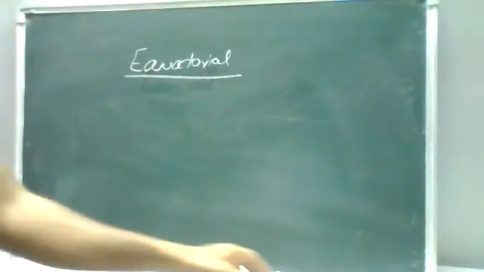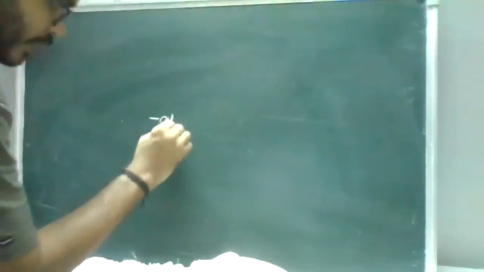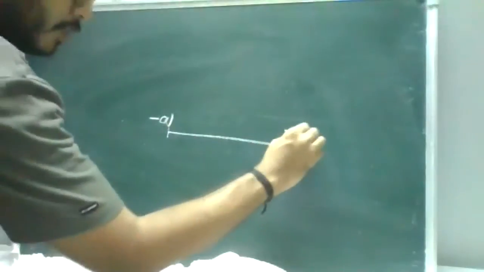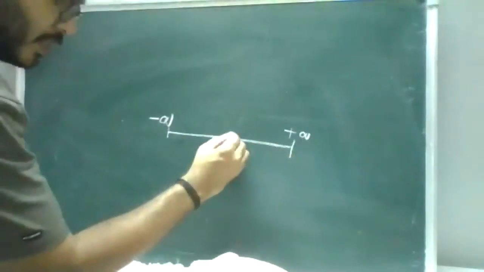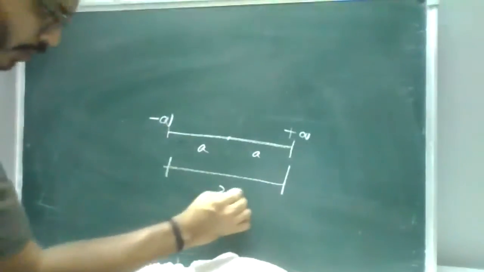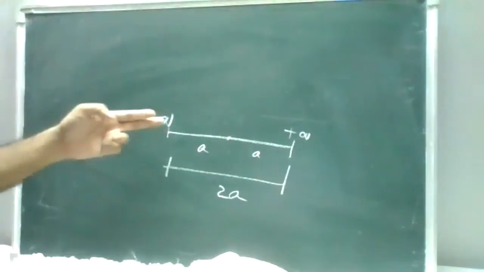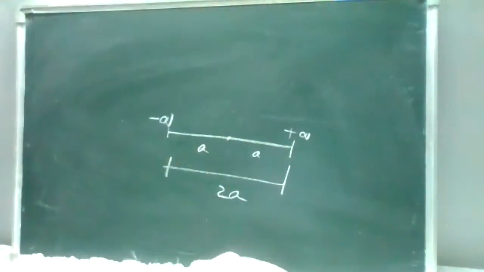Now, the difference between axial and equatorial is that for axial, we take a point P on the same axis, but for equatorial, it is perpendicular. So as usual we take a dipole, which is minus q and plus q, separated by distance a from the center on each side, and the total distance is your 2a. So this is your dipole. And the direction is always from negative towards positive. That is your dipole moment.